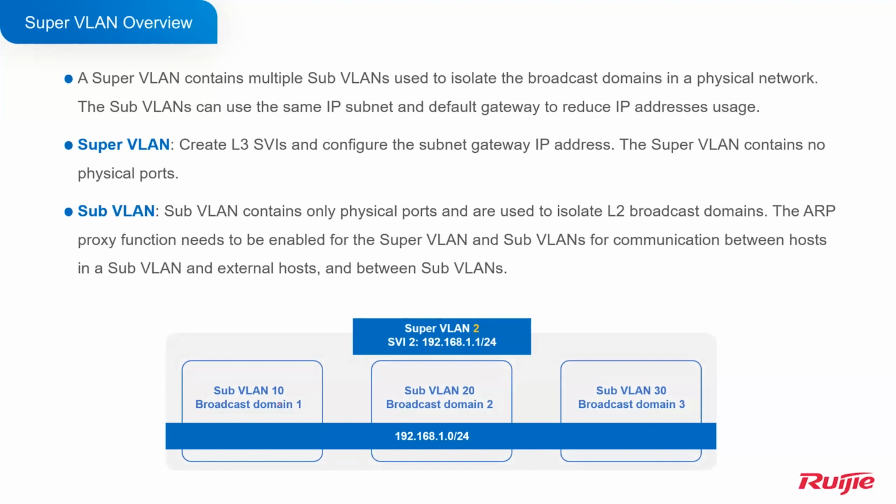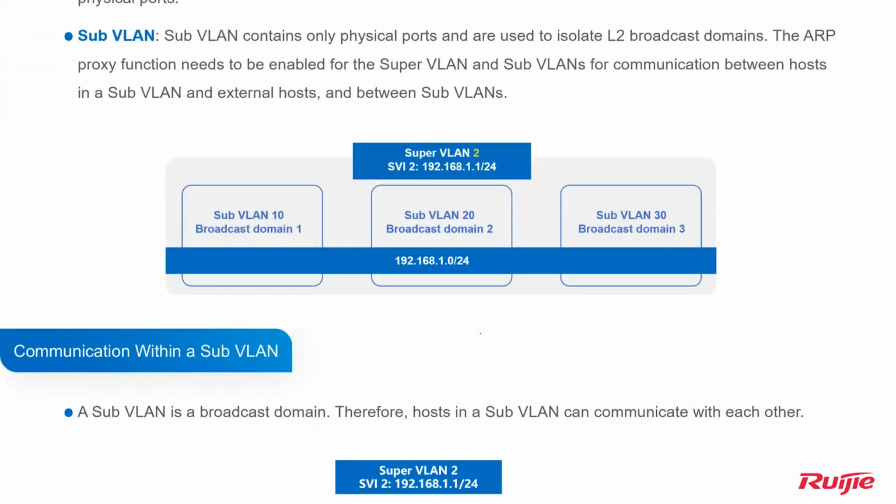And pay attention here. The gateway address actually is the IP address of SVI2. And SVI2 is a Layer 3 interface, right? Or is the SVI of VLAN 2. So from here, we know that super VLAN 2 will create a SVI2 and will get an IP address to work as a gateway of all the terminals in the following sub VLANs. Okay, this is the logical architecture, or the logical relationship between the sub VLAN and the super VLAN.